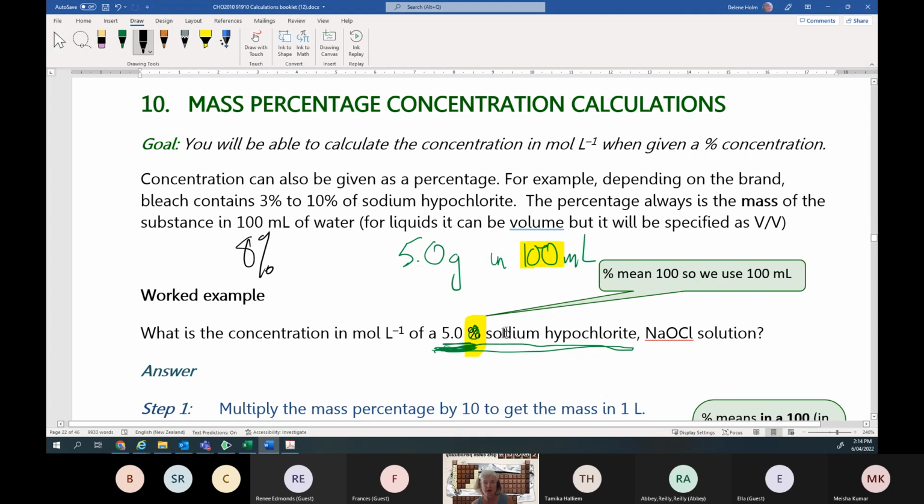Sodium hypochlorite is not a liquid, it's a solid. So we weighed out 5 grams of sodium hypochlorite and dissolved it in 100 milliliters of water. So you've now got to convert this unit of 5% to moles per liter.